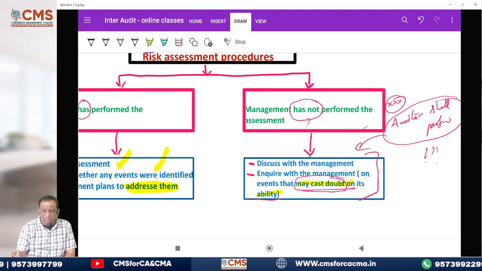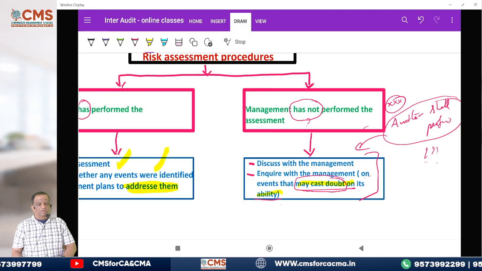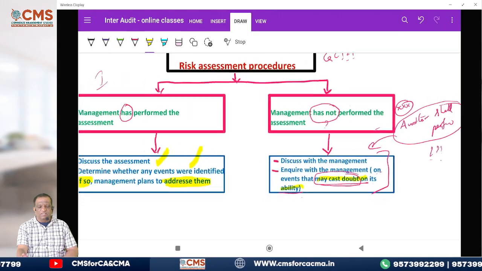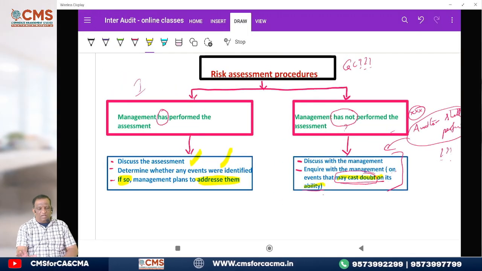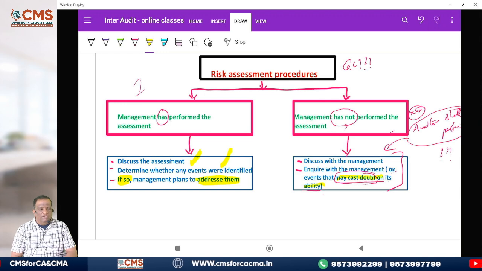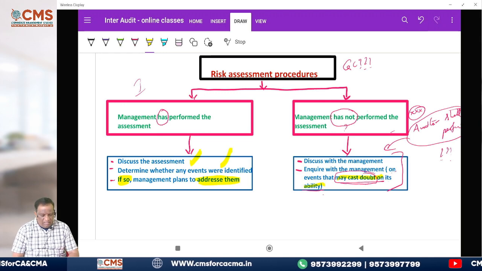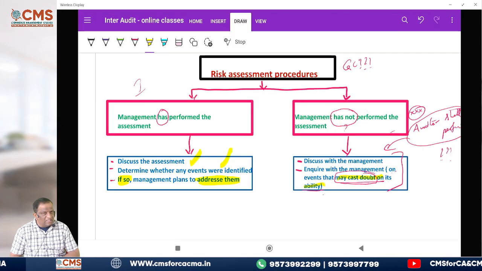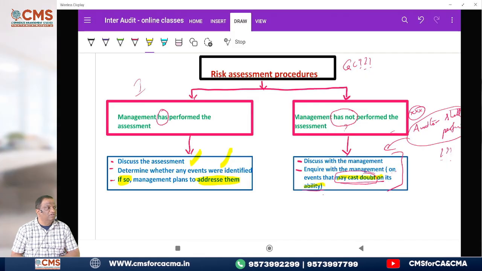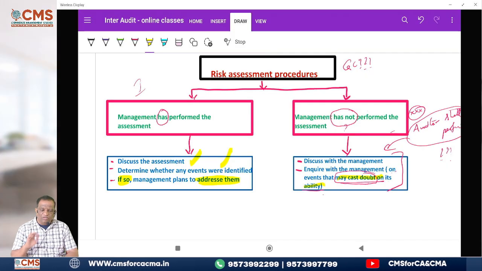So I have to put it in a simple way. Since it is not so important a topic, I am not getting into real detail, but to make you understand conceptually, what this says is that it is the management who has to make the assessment. But if the management is not making the assessment, you can't simply give a disclaimer of report. If they are not doing it, you have to do it.